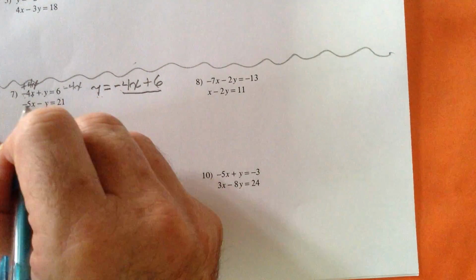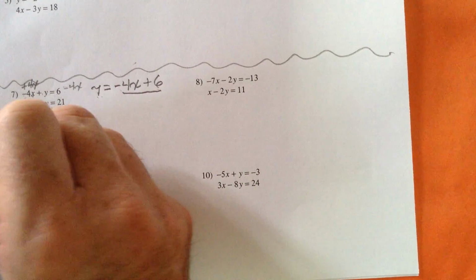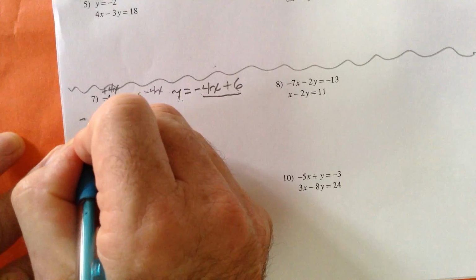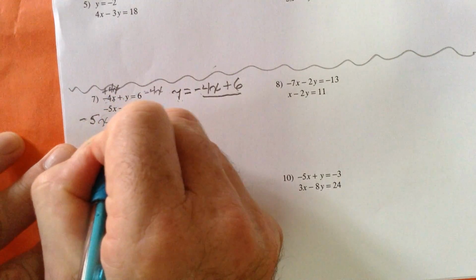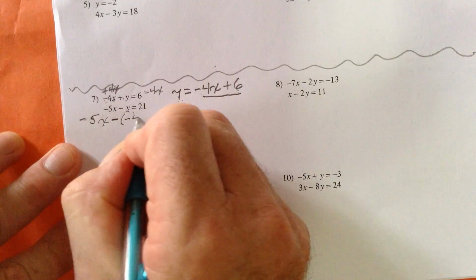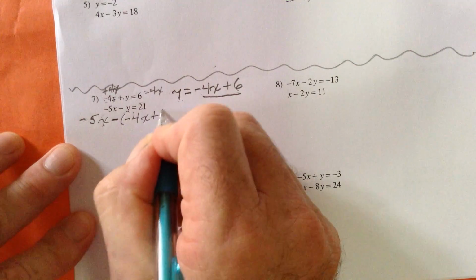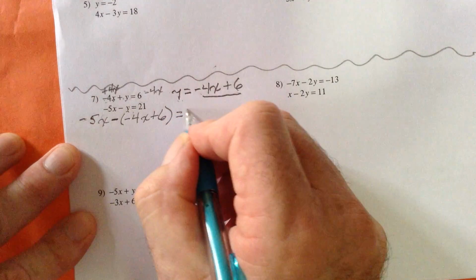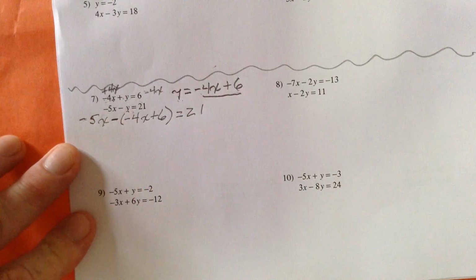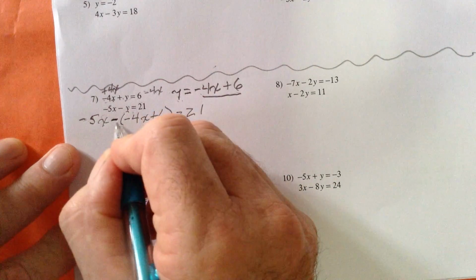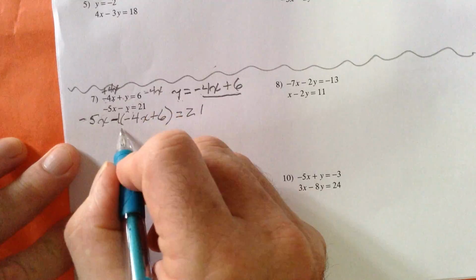So I'm going to take this one, I'm going to go negative, oh, I got to get on the camera, negative 5x minus, well, the y is negative 4x plus 6 equals 21. Okay? So now I got to, well, this symbol, this is like times negative 1.